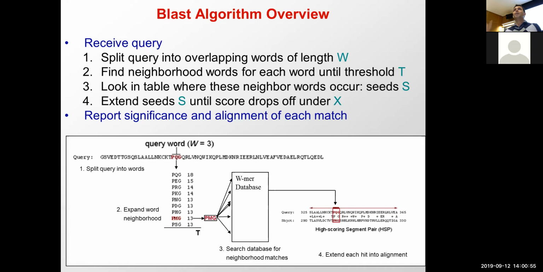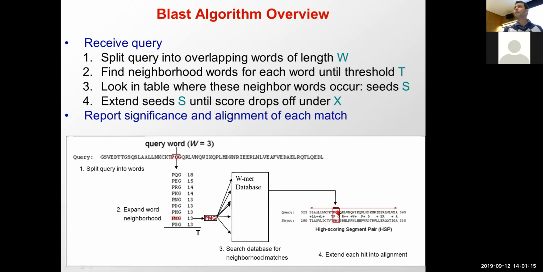Okay. Now who's with me? Raise your hands. Awesome. Every hand's up. So I split my query into overlapping words. I find the neighborhood words all the way to threshold T, and then I look up in the table where those occur, and those give me my seeds.